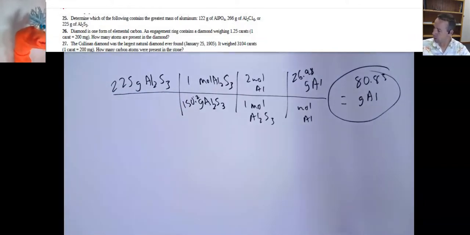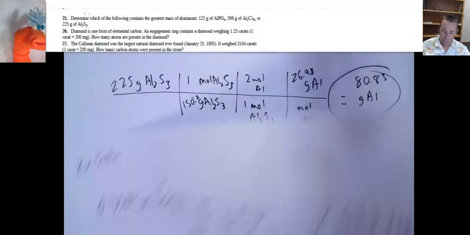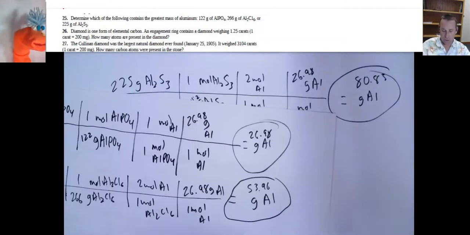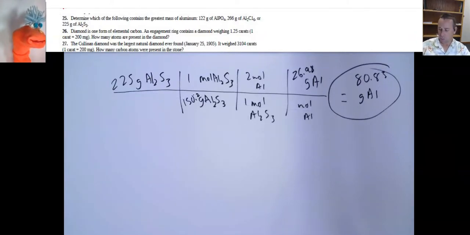So for the first two, we had 26 grams, 53 grams, and then 80 grams. So determine which following contains the greatest mass of aluminum. It's the third one. All right. Now, you might have thought, well, why don't we just go off of mass? Well, obviously we can't go off of mass because they have different molar masses. Once we saw that this was a higher mass than this material, but a lower molecular mass than this one, that gave us the indication that this is going to have the most amount of aluminum.